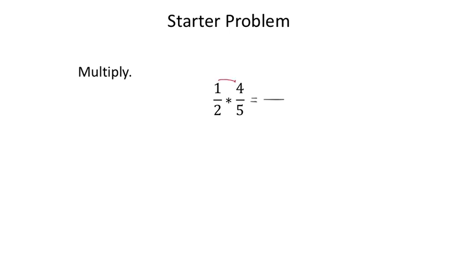So that'd be 1 times 4 in the numerators. 1 times 4 is 4. And then in the denominator, you got 2 times 5, which is 10. Now, even at this point, the math is good, right? 2 times 5 is 10, 1 times 4 is 4.